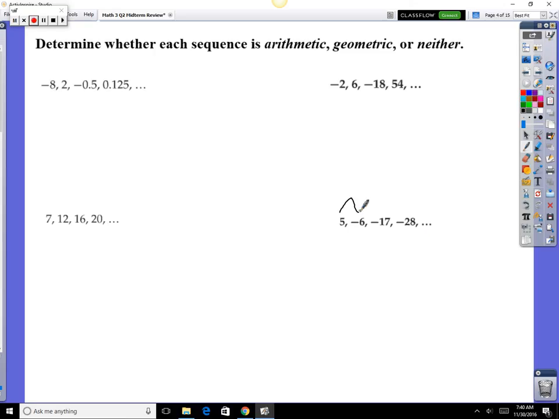So the difference here, I'm going to try first by arithmetic, because it looks like it might be. 5 to a negative 6, that went down 11 times. Negative 6 to negative 17, that went down a negative 11. Negative 17 to negative 28, that went down another 11. So minus 11, minus 11, minus 11, minus 11. So that one's arithmetic.